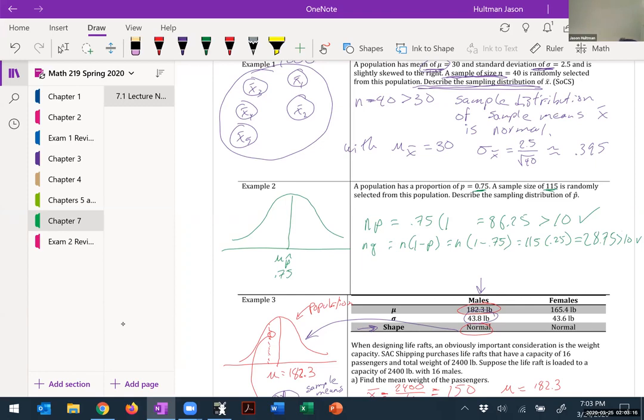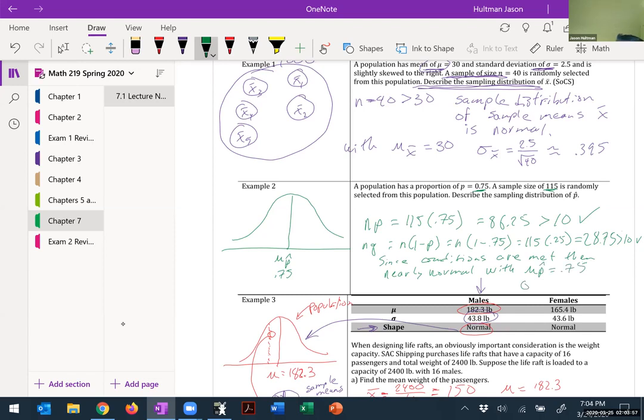Okay, and I'm going to reverse this; it should be 115 times 0.75. There. So since the conditions are met, then p hat is nearly normal, with mu of p hat equaling 0.75.